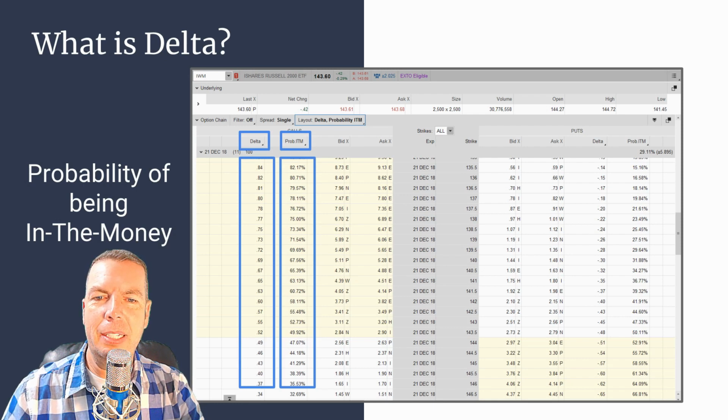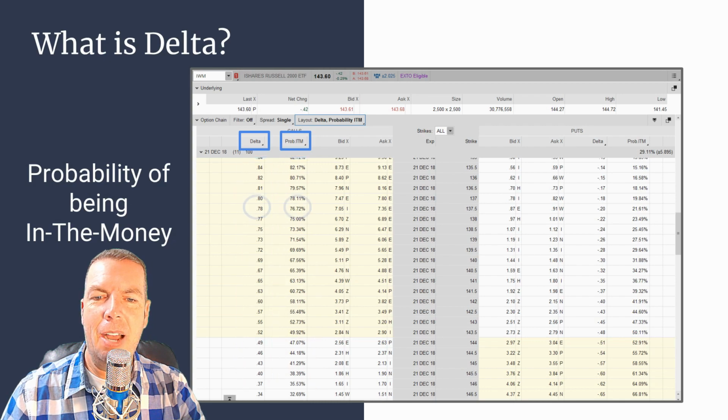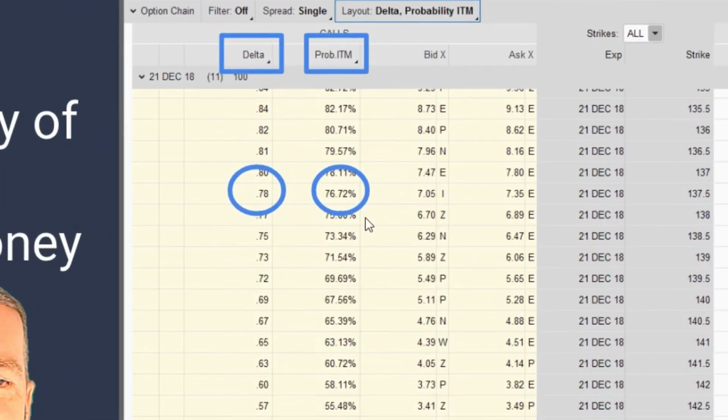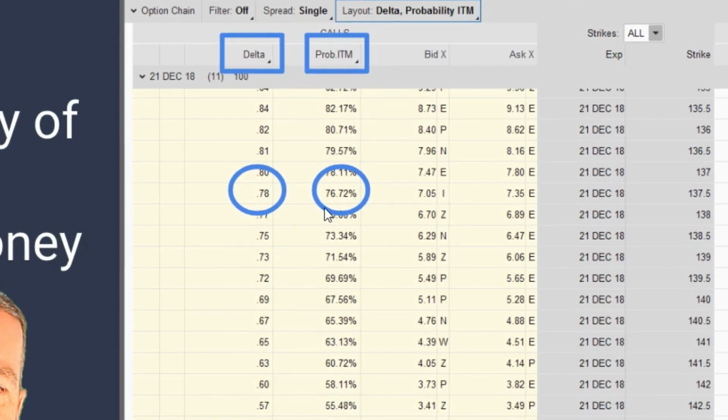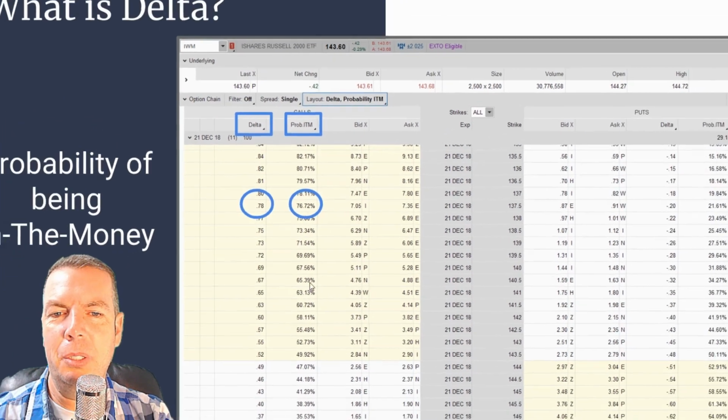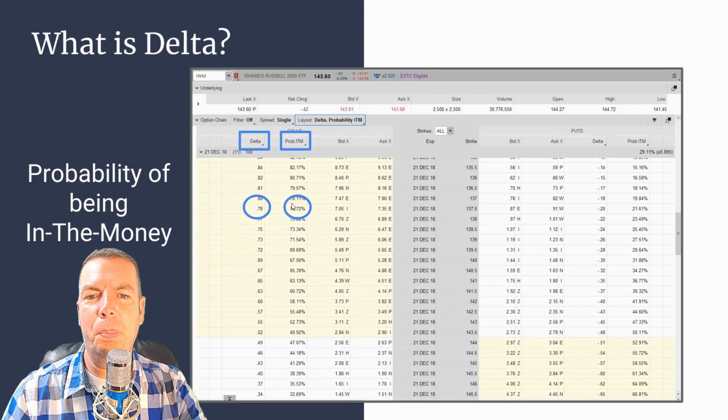So you can see here we've got the delta column and the probability of in the money column side by side. Now, if we just took a look here at the 137.5 strike price, you can see that the delta is 0.78, but we have a probability of in the money of 76.7. And you can see all along here that the deltas and the probabilities of in the money are very close to each other.